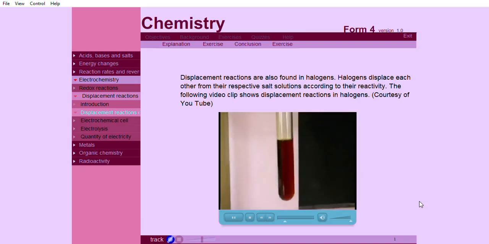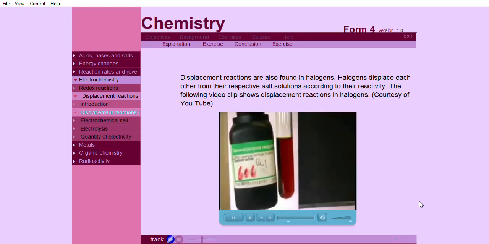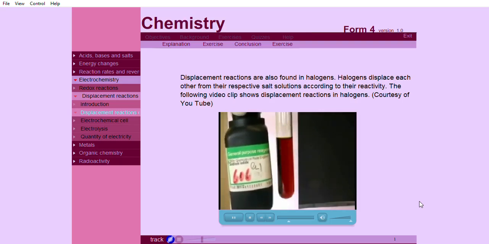And you see there, it certainly has gone dark. It's brown in colour. Dark brown coloured chemical has been formed. And this is iodine that has been displaced from the iodide solution by the chlorine in the chlorine water.